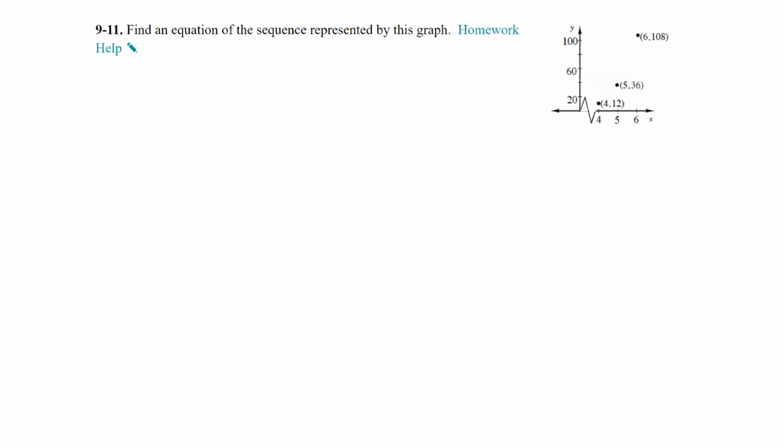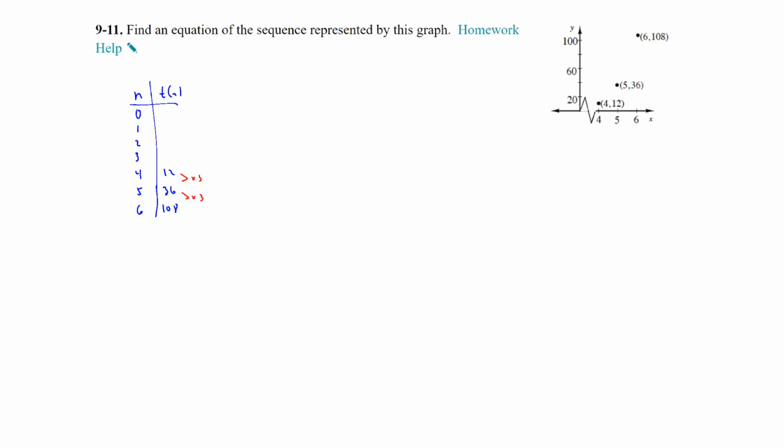Question 11. Find an equation of the sequence represented by this graph. So you're given 3 points, so I think to help us out, let's go ahead and write this in a table form where we don't have the 0, 1, 2, or 3. The first one we have is at term 4, which would be 12, 5 is 36, and 6 is 108. So do we see what's happening here? Each of these is getting multiplied by 3.